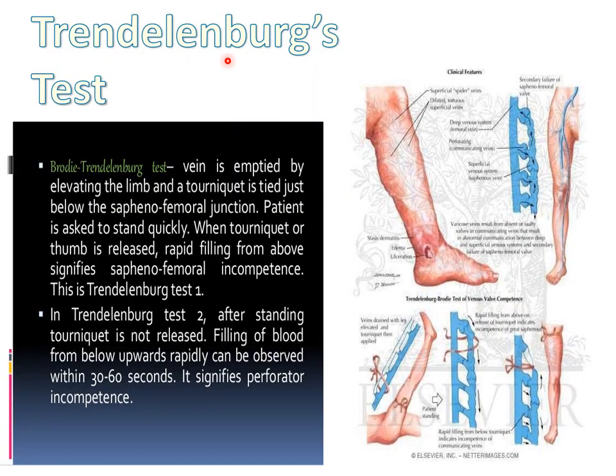Let us discuss Trendelenburg's test. This is done to recognize the sites of incompetent valves by using a tourniquet or by applying pressure with the thumb. The vein is emptied by elevating the limb, as you can see here, and a tourniquet is tied just below the saphenofemoral junction. Now the tourniquet is being tied over here by elevating the limb.